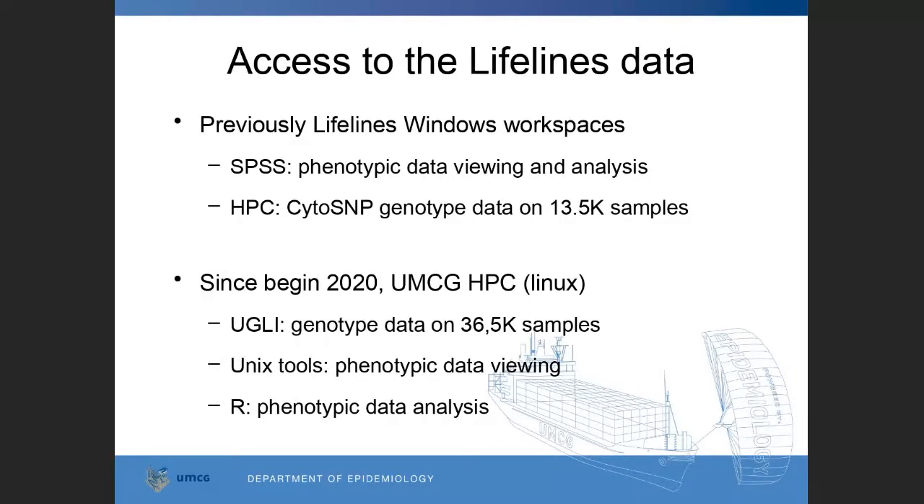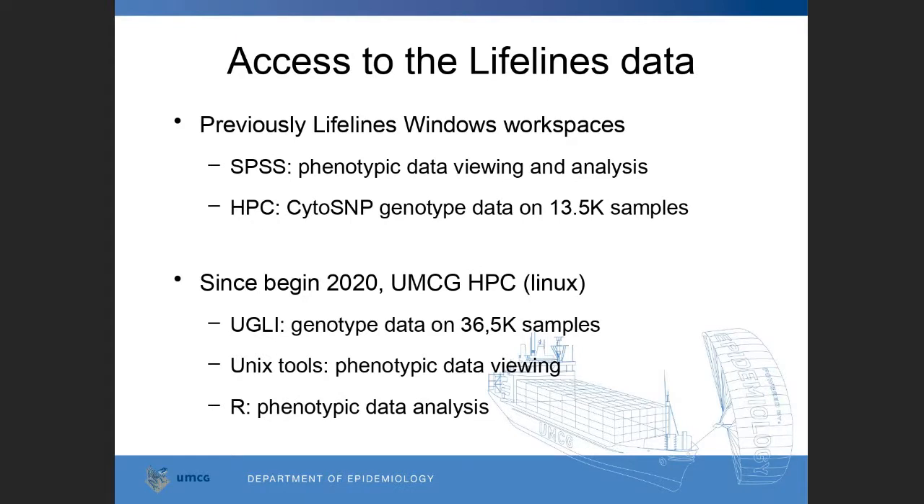So as mentioned before, the previously Lifelines data was accessible through Windows workspaces, and there you had SPSS for phenotypic data viewing and analysis. And if you had genotype data, there was data on about 13,500 individuals that had been genotyped with the CytoSNP chip, and those data were already available through the high performance cluster.